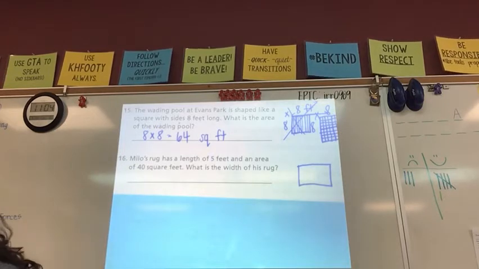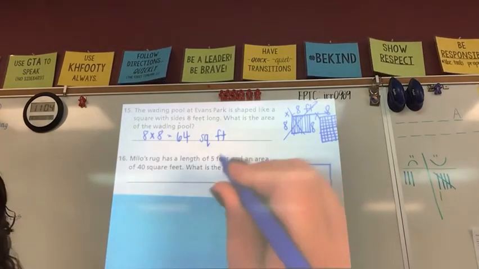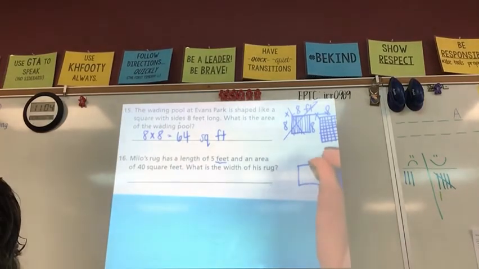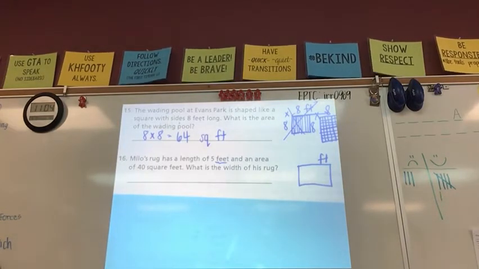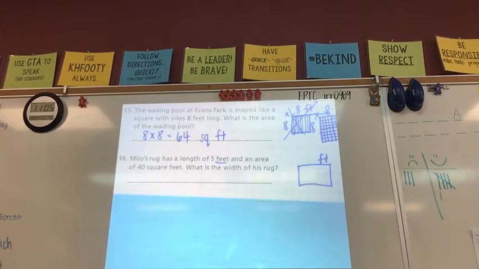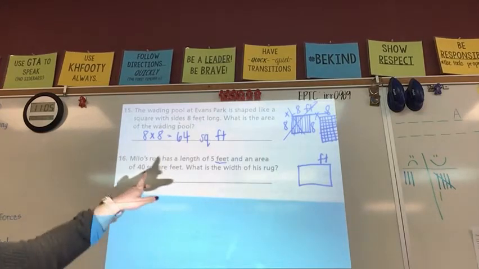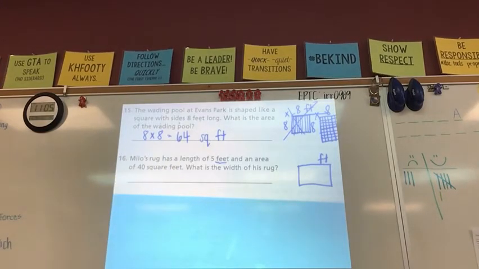River, what's one thing that I know? It says feet. It is in feet. Good. She knows what we're measuring in. Feet. What else did they tell me in my problem? Landon, did they tell me how many feet? No, they don't tell me how many feet long it is. Look at that problem again. Do you see any numbers?